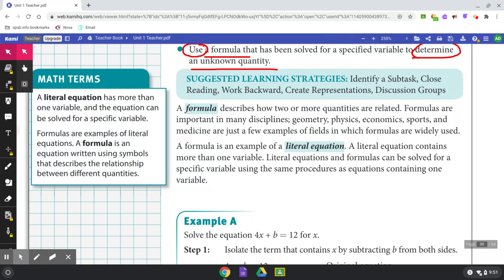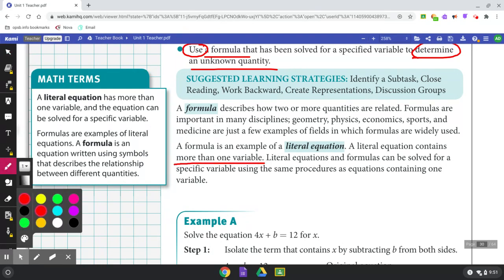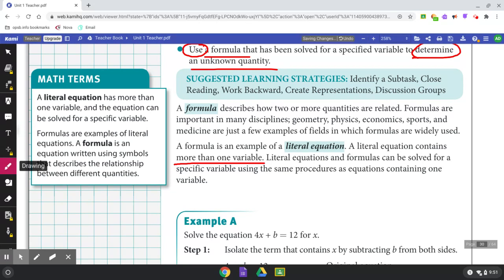A formula is an example of a literal equation. A literal equation contains more than one variable. Keyword here, more than one variable. Okay, that's what a literal is. Literal equations and formulas can be solved for a specific variable. Okay, keyword, specific variable, using the same procedures as equations containing one variable. Okay, you follow the same steps.